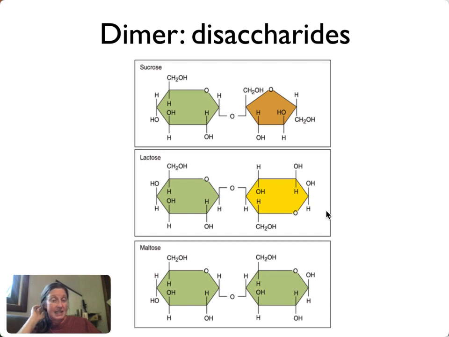Now, there are a number of disaccharides that we see frequently. Sucrose, which is table sugar, is a glucose molecule bonded together with a fructose molecule. Fructose comes from fruit and is actually what gives sucrose its sweet taste. Glucose is not all that sweet. Lactose, or milk sugar, is a glucose with a galactose monomer. And maltose is two glucose monomers together. So these are common disaccharides.